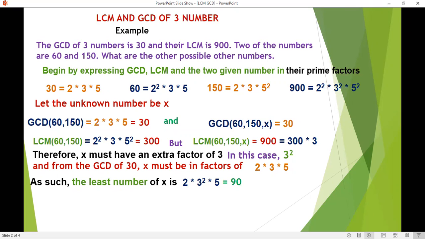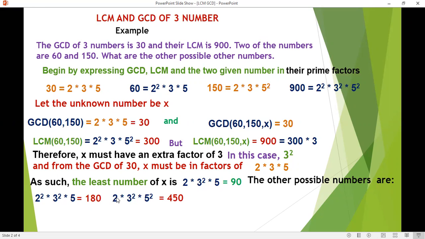Now we could also rearrange the factors, that is 2, 3, and 5, to get other possible numbers, in which case we are going to have 2 at its highest power. Remember, 3 must always be at a power 2, and 5 at its lowest power, which will give us 180. Next, we can arrange 2 at a lower power. Remember, 3 must always be at a power 2. So this time we give 5 the highest power. And next, we can have all the numbers at their highest power.